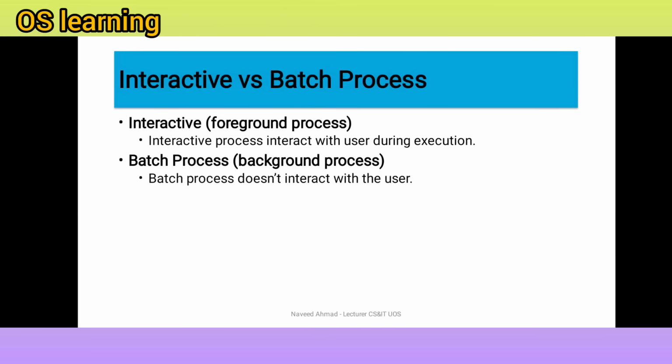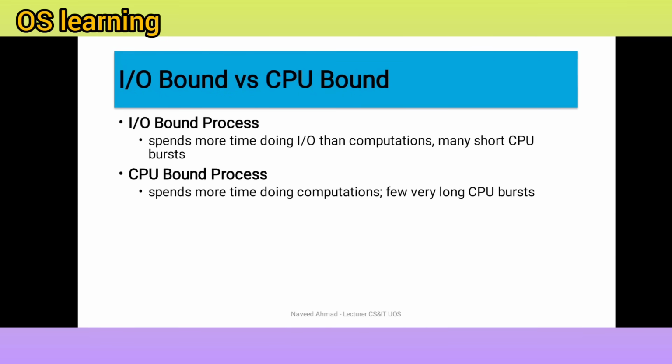Next, interactive versus batch process. Interactive means foreground, which can be seen by the user, and background or batch, which can't be seen by the user. In interactive or foreground, the user interacts with the process during execution, and in batch, the user doesn't interact with the process.